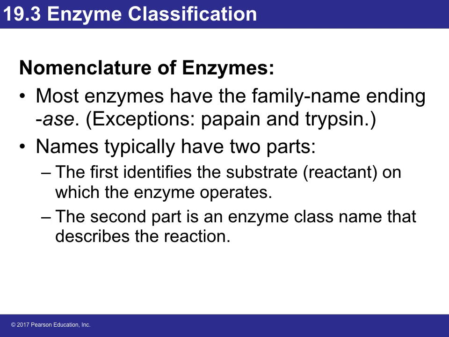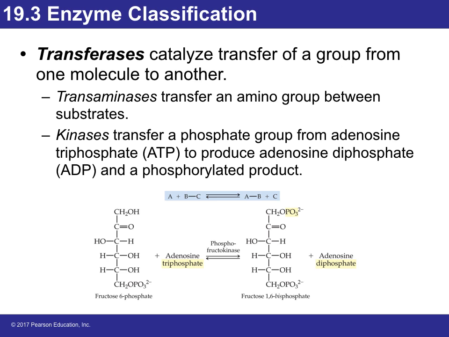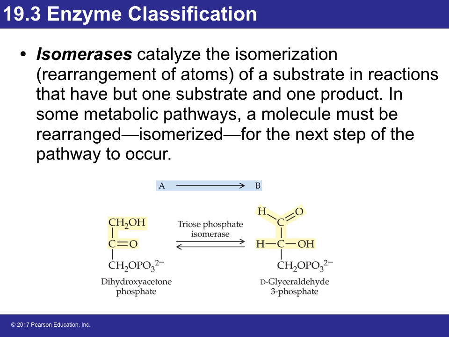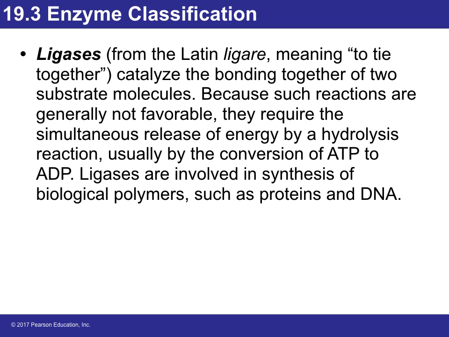Most of them are going to have a name ending in -ase, except papain and trypsin. Most of the time you have two parts. First, identify the substrate, the reactant on which the enzyme operates, and then you name the enzyme by what describes the reaction. So you need to read what are oxidoreductase, transferase, hydrolase, isomerase, lyase, and ligase, which links.